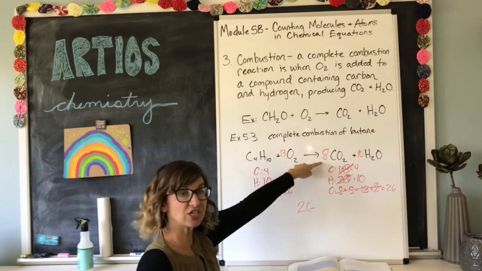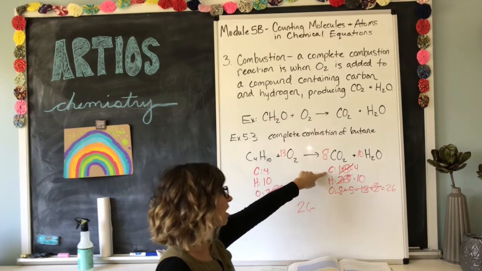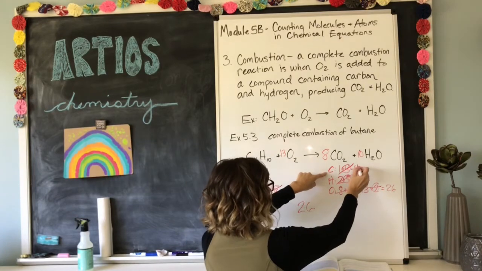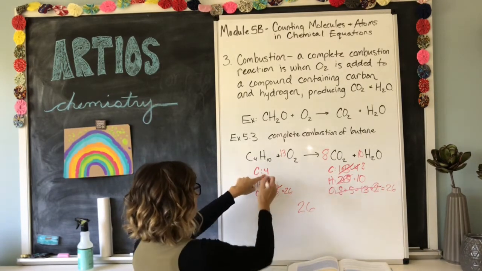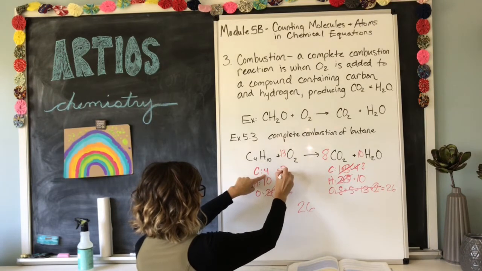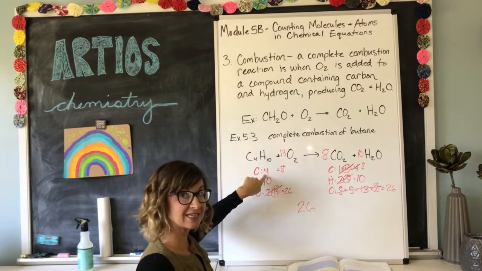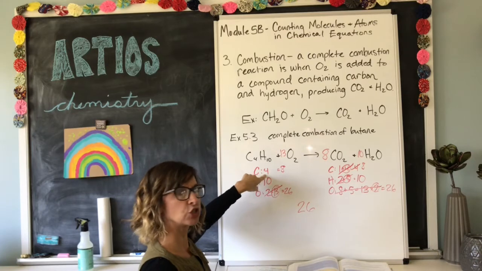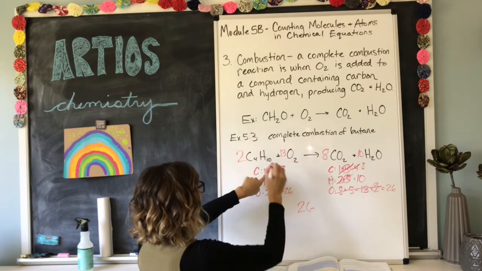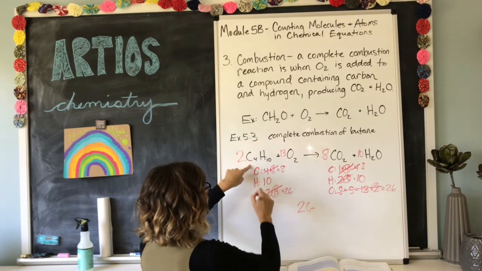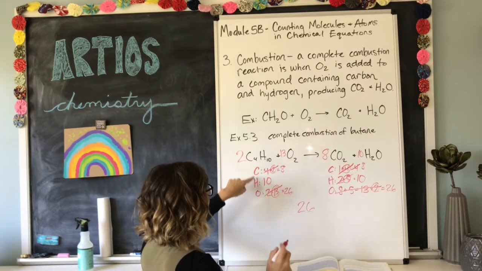However, I just changed these coefficients, so my number of carbons has now changed. I now have 8 carbons over here, so I need 8 carbons over here. 4 times what is 8? That's right, 2. So 2 is going to be my new coefficient out front here. So I have 8 carbons on the left, 8 carbons on the right.